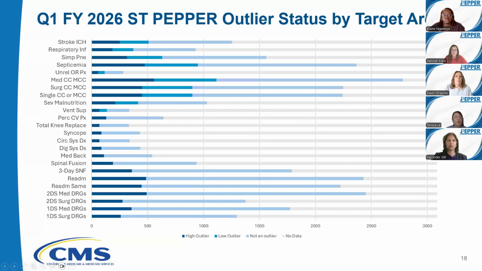This slide summarizes Q1 fiscal year 2026 outlier status by target areas across short-term hospitals. For each target area, the chart shows how many hospitals were identified as high outliers, low outliers, how many were not outliers, and how many had no data due to insufficient volume. The dark blue represents high outliers. The medium blue represents low outliers. The light blue represents those that were not an outlier. And the gray represents hospitals with no reportable data for that target area.